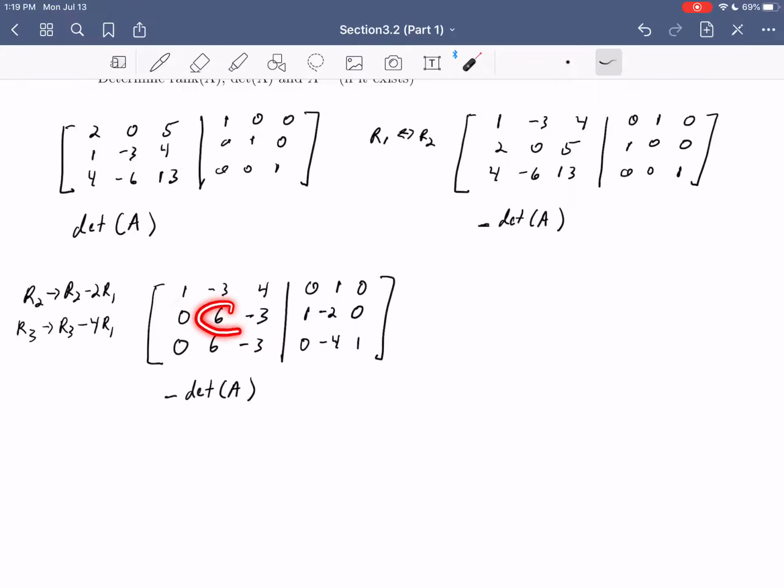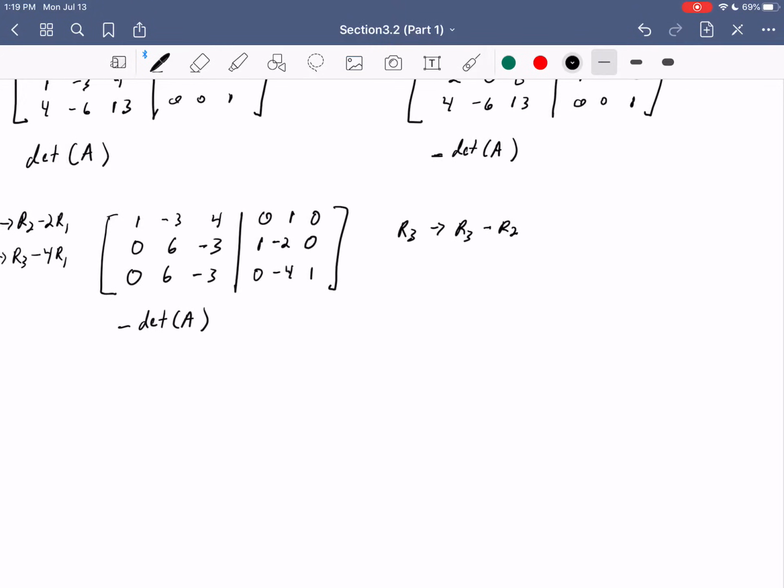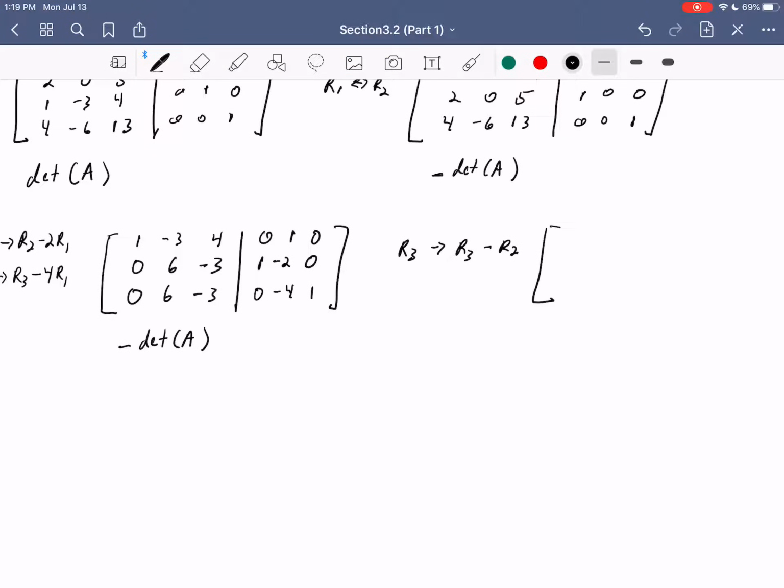Now we could use this to completely zero out that part. That probably tells us this is going to be non-invertible because we're going to get a 0 row here. But let's go ahead and see it. We're going to replace R3 with R3 minus row 2. So we get 1, minus 3, 4. And of course, 0, 1, 0, not going to impact there. 0, 6 minus 3, 1 minus 2, 0. And then 0, 0, 0. And then we're subtracting, so it looks like we get minus 1, minus 2, and 1.